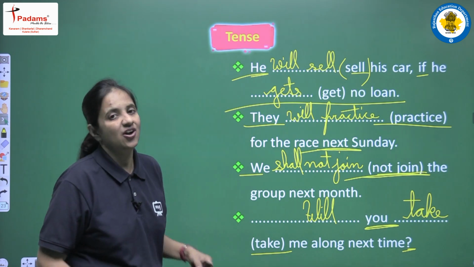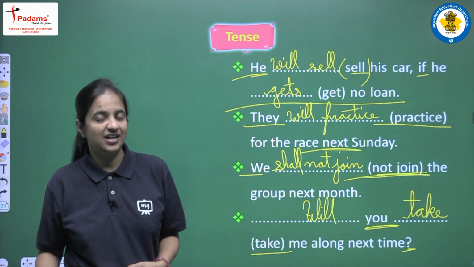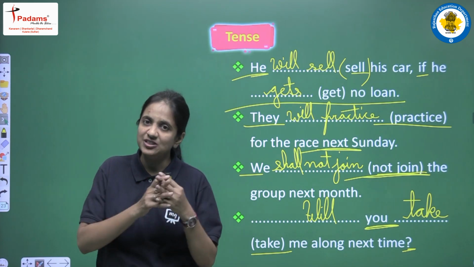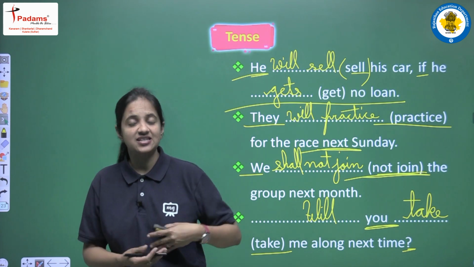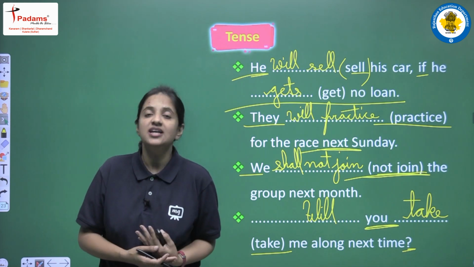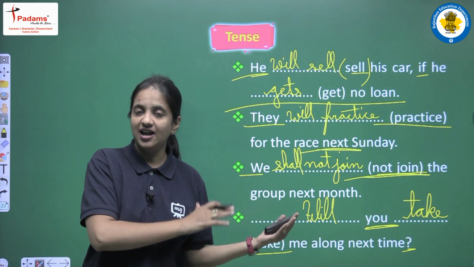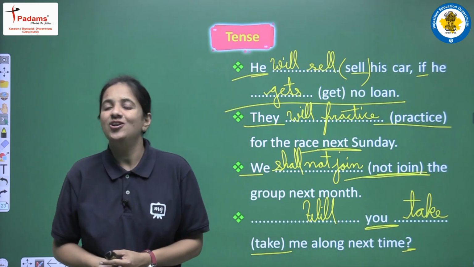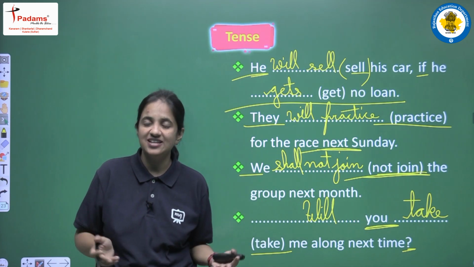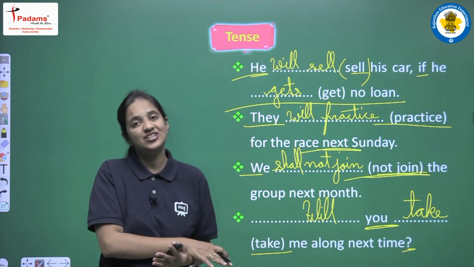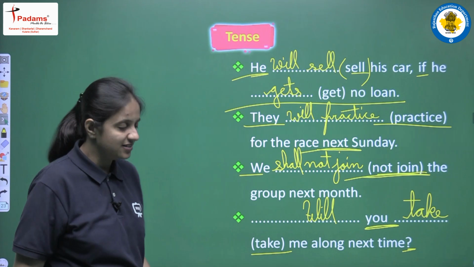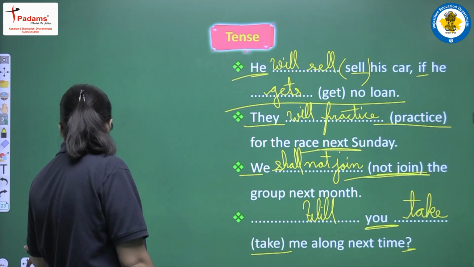Okay, so this is all about future simple tense. One thing that should be very clear in your mind is that this tense is used to show the activities, the actions, the plans, the words that are related to future time, right? And this tense is also used in conditional sentences, in the result clause of the conditional sentence, right? So now let's summarize the entire tense one more time.